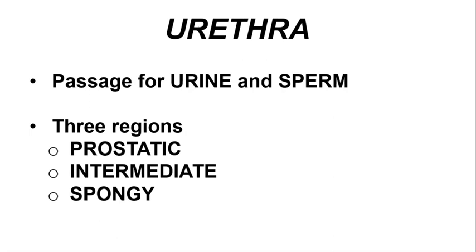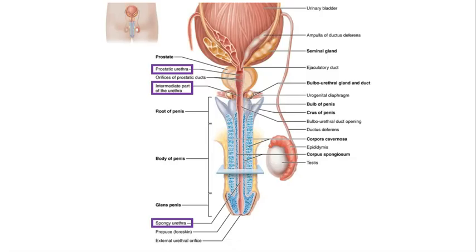The intermediate part of the urethra is also called the membranous urethra because this is a region that passes through a muscular wall in the pelvic cavity that's called the urogenital diaphragm. And finally, we have the spongy urethra, which is also referred to as the penile urethra because it passes through some of the erectile tissue of the penis. So in this diagram, we can examine the prostatic urethra that is contained within the prostate gland, the intermediate part of the urethra that is found passing through the muscular wall that is the urogenital diaphragm, as well as the spongy urethra.